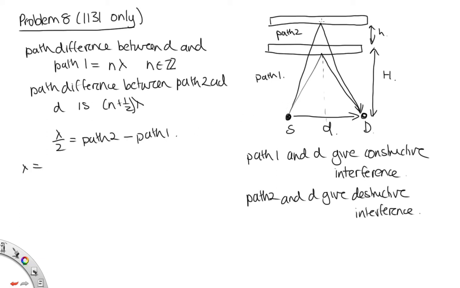Now in path 2 it has to go up and back, and we can use Pythagoras' theorem. The height is H plus h, the length along here is d over 2, to work out that distance. So lambda is equal to 2 times path 2, which is the square root of d over 2 squared plus H plus h squared, minus path 1. And there's 2 times this because it has to go up and then it has to go back, which is 2 times the square root of d over 2 squared plus, in this case it's just going the height H, so this is H squared.